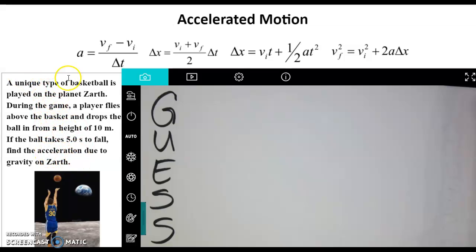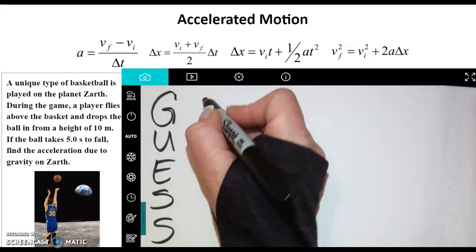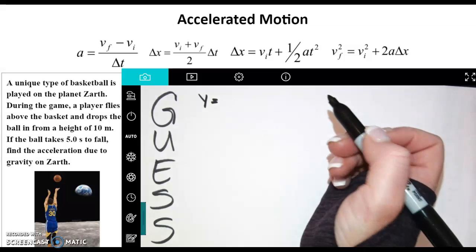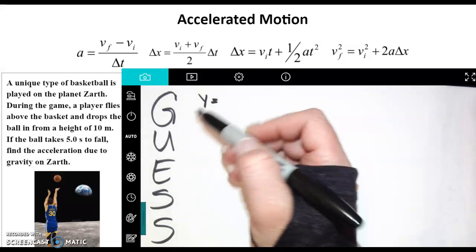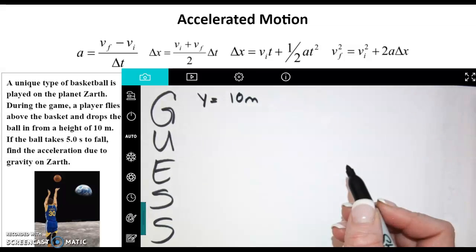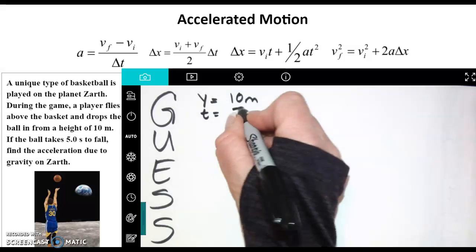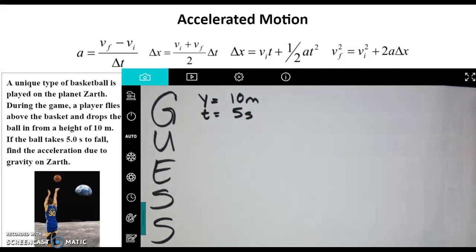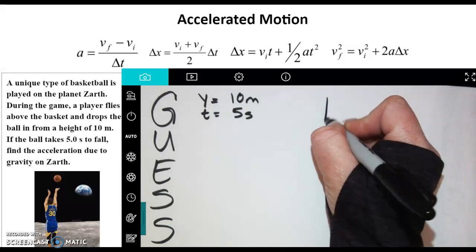First, notice that this question is not on Earth, therefore our acceleration due to gravity will not be 9.8. We need to identify what the question is giving us. Notice that the question states that it drops from a height of 10 meters. This is going to be our y displacement. This is vertical, so we're going to call it y instead of x. So this will be our 10 meters. The question also gives us a time of 5 seconds.